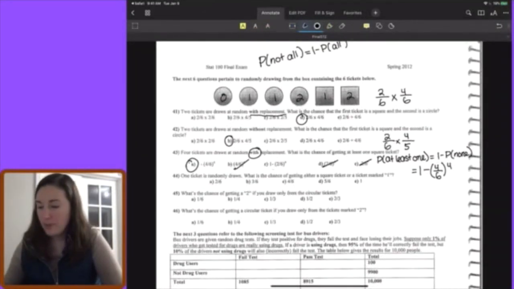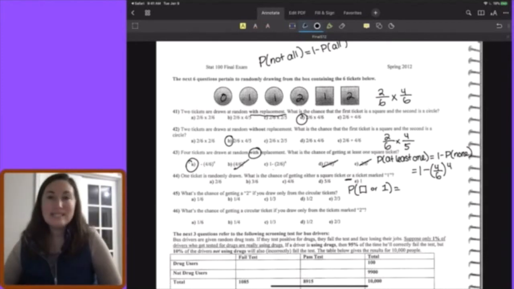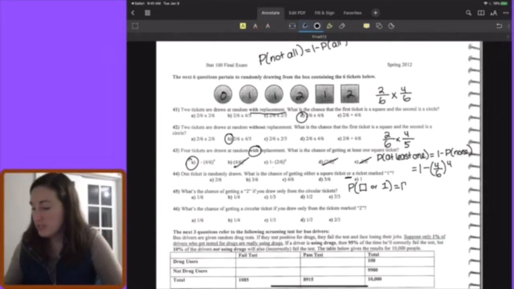It looks like 44 is an or situation. It says, what's the chance of getting either a square or a 1? So remember, with or means to add. So we're going to figure out what's the probability of getting a square plus the probability of getting a 1. And then with any or situation, we don't want to double count the cards that are both. So I'm going to say minus the probability of both.